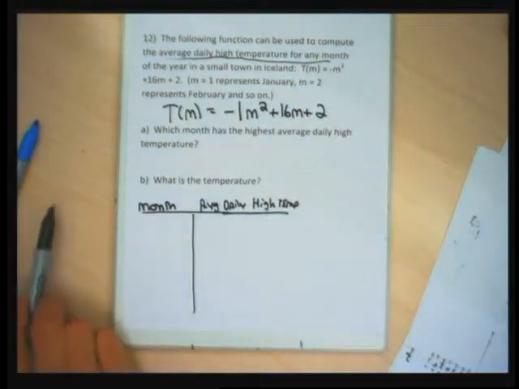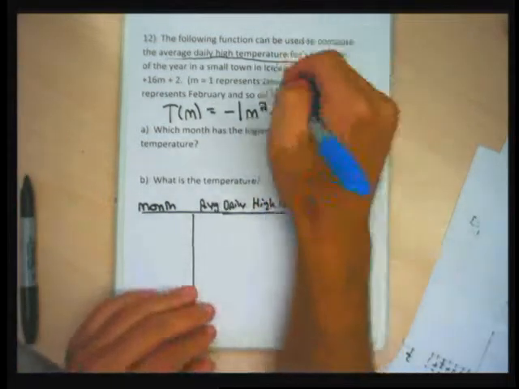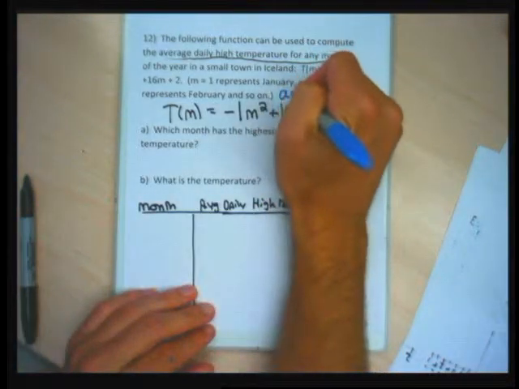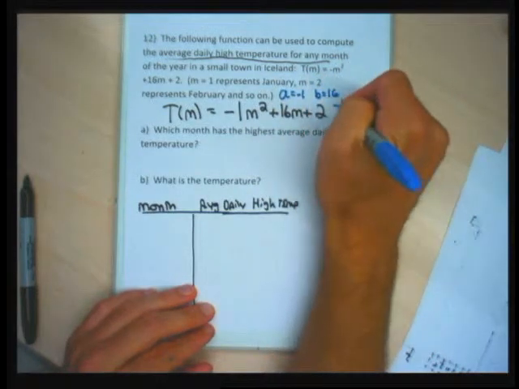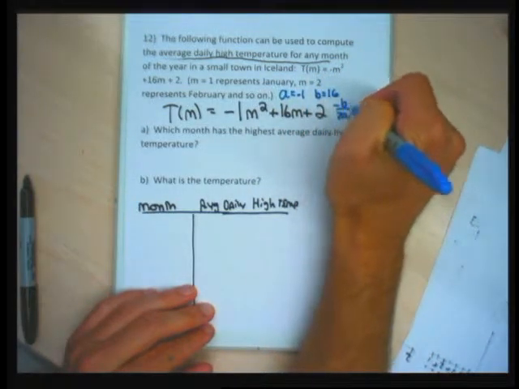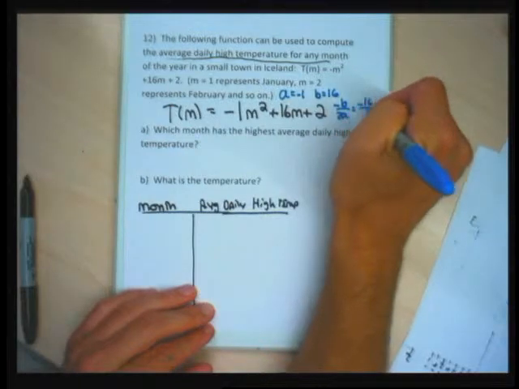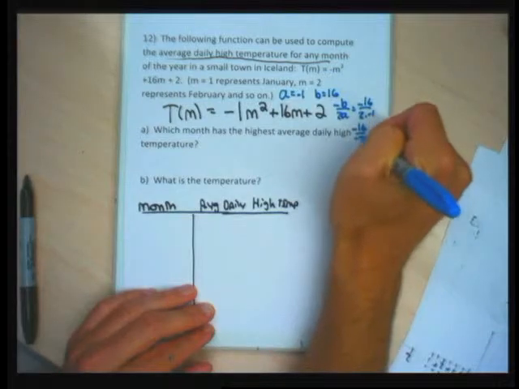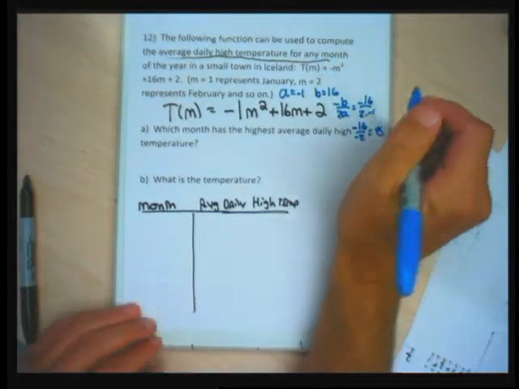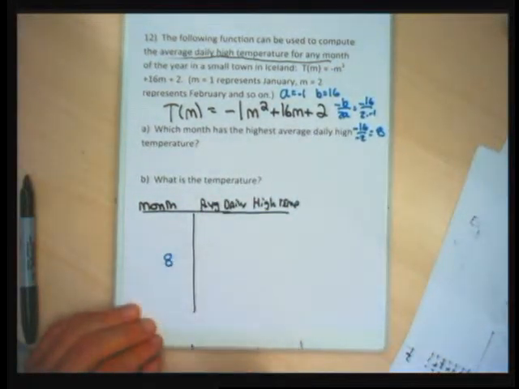Let me figure out how my table is going to go. So I'm going to do negative b over 2a. The a is going to be negative 1. The b is going to be 16. Negative b over 2a is going to be negative 16 over 2 times negative 1. That's negative 16 over negative 2. That's 8. So 8 is going to be sitting in the middle of my x column.